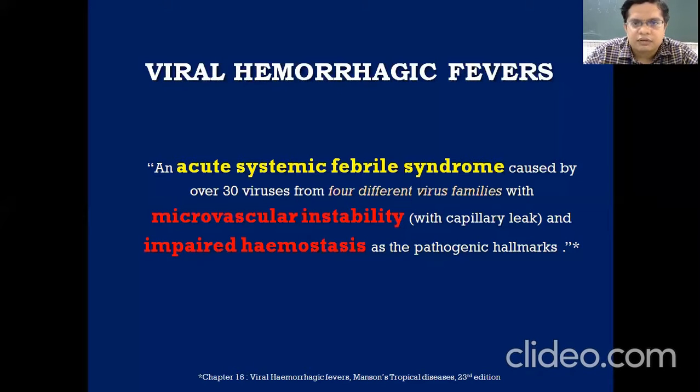Coming to the definition of viral hemorrhagic fever, it is not actually a definition. Viral hemorrhagic fevers are defined as an acute systemic febrile syndrome caused by over 30 viruses from 4 different virus families, with microvascular instability, with capillary leak and impaired hemostasis as the pathogenic hallmarks.